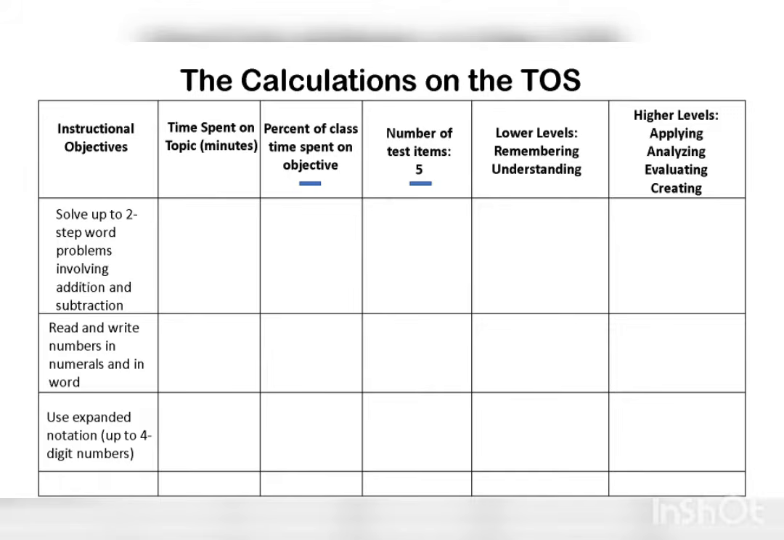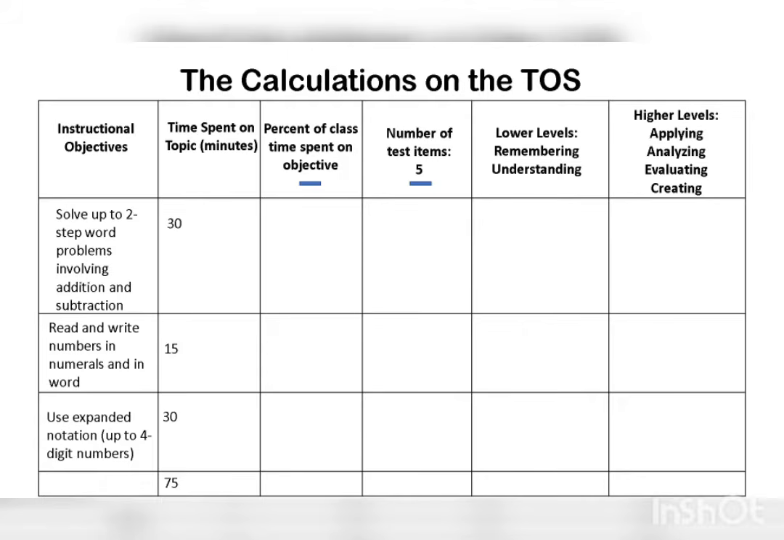Let us move on over to the time spent on the topic. Now, this means the number of minutes you spent teaching this particular objective. So for this objective, I spent 30 minutes. For the second objective, I spent 15 minutes. For the third objective, I spent 30 minutes. And for this column here, you want to find the sum of all the minutes spent on the objectives, and this will be 75 minutes. So 30 plus 15, 45 plus 30, 75. So we have 75 minutes in total here.